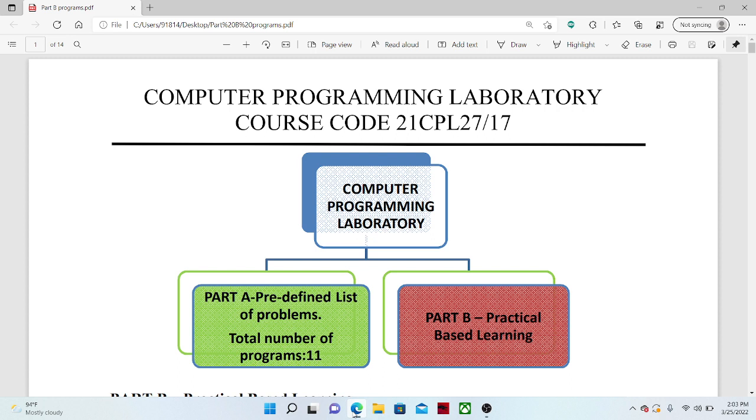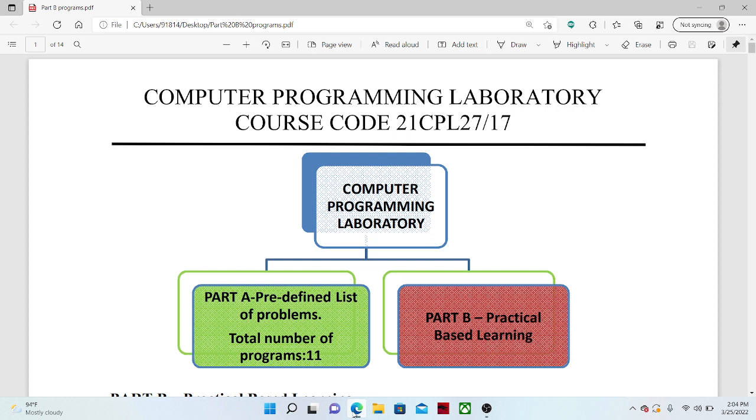There are two sections in the computer programming laboratory. In part A, predefined problem statements are given. There are a total of 11 problem statements, and for those we have already written code, developed a C program and executed it in a C compiler.